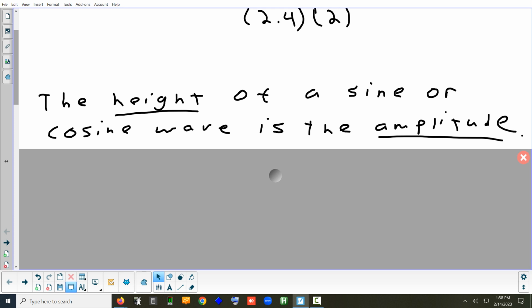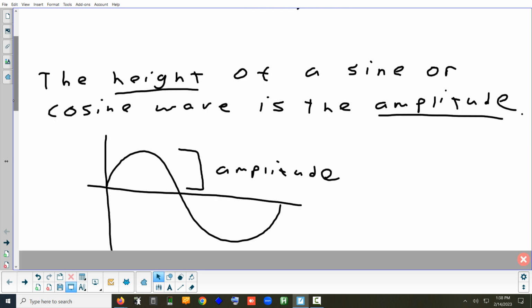So first of all, what's the amplitude? Well, the amplitude measures how tall the wave is. And up until now, the wave has always had a certain height to it. Does anybody remember when we drew it, what the highest that it went was? 1. And the lowest? Negative 1. So the amplitude is that distance from the center of the wave to the highest or to the lowest point.